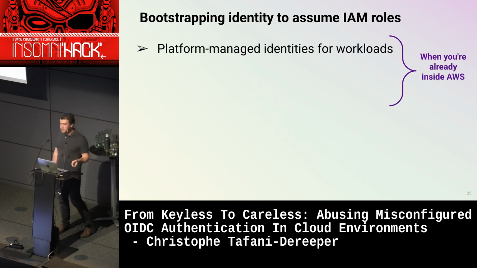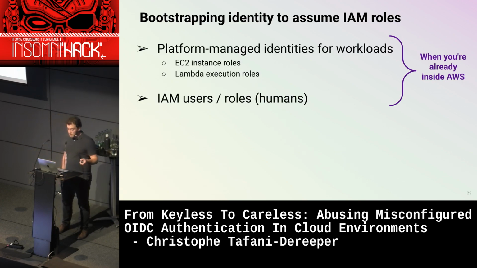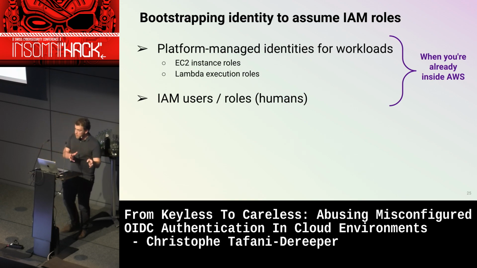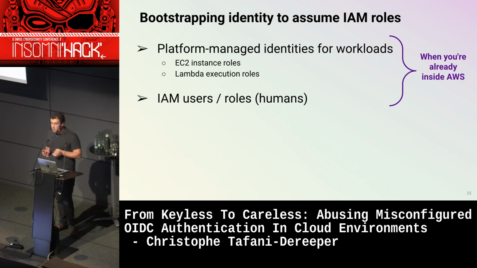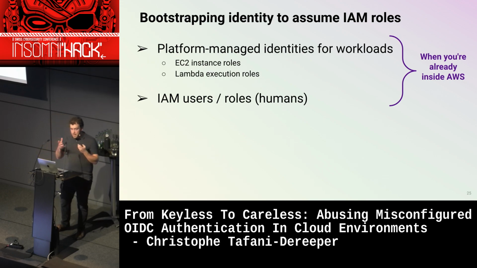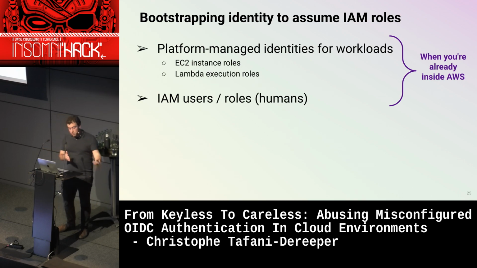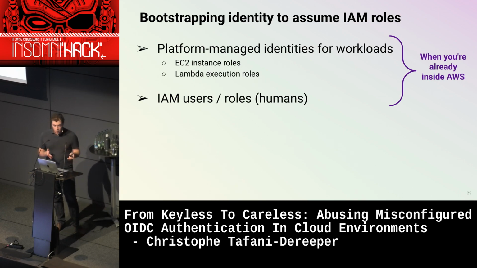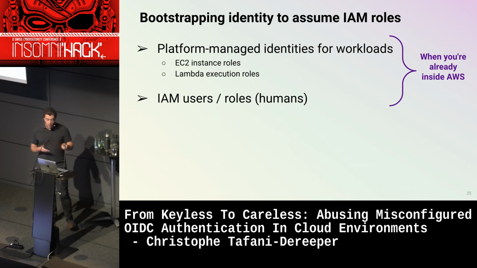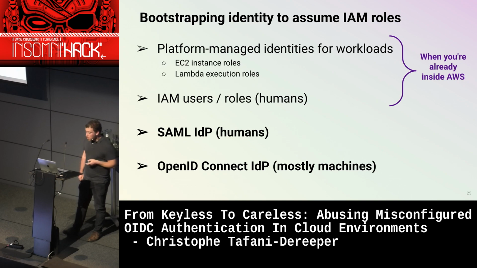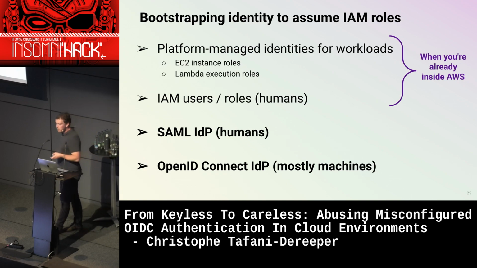If you are already inside AWS, which is the easy case, you can say, I want to assign this role to an EC2 VM, to a Lambda function, and then it works magically because you're inside AWS. You can also say, I want this specific role to be able to assume this role. But that's the easy case. Here we are outside of AWS, so we need one of these two things: a SAML identity provider, mostly for humans, or an OpenID Connect provider, mostly for machines.